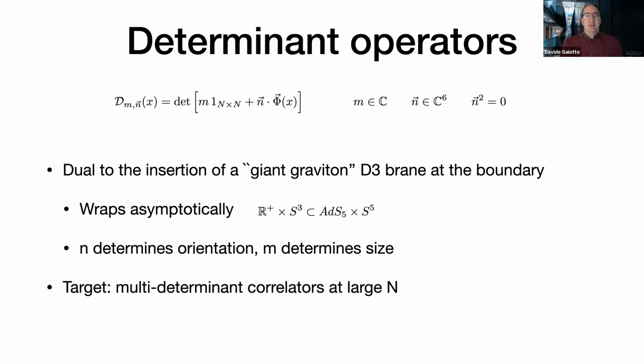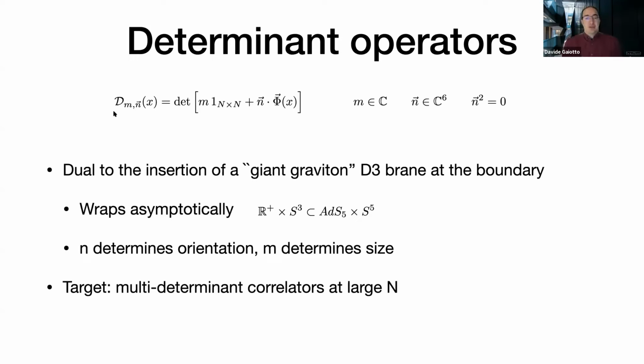In particular, the operators I'm interested in are of this sort. You take a complex linear combination of the 6 scalar fields of N=4 super Yang-Mills. You add a multiple of the identity, and you take the determinant. And you require the coefficients of this complex linear combination to be a null vector in C^6.